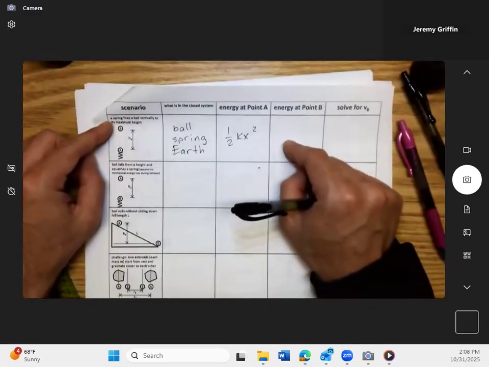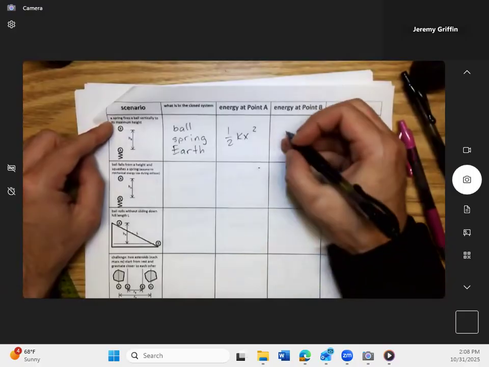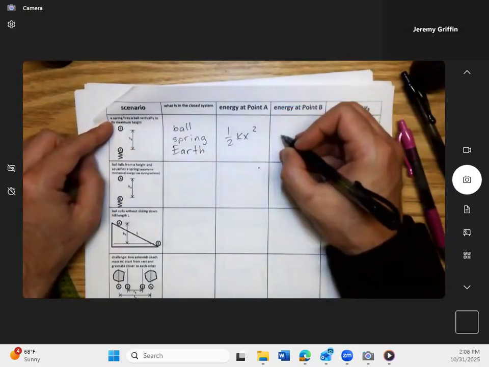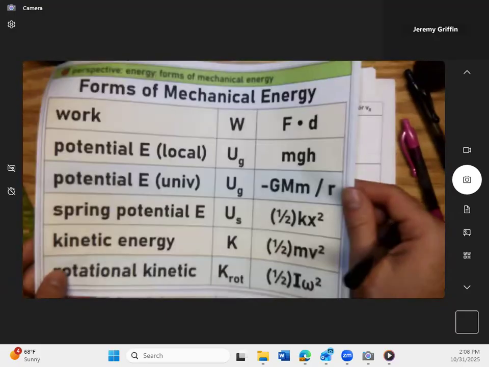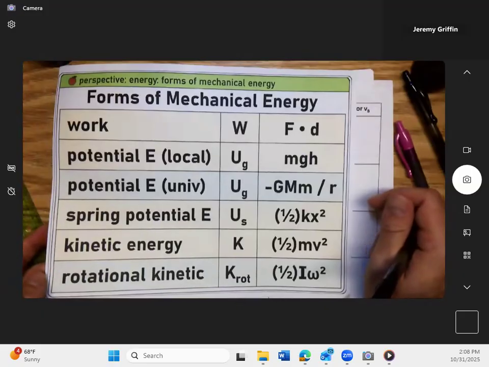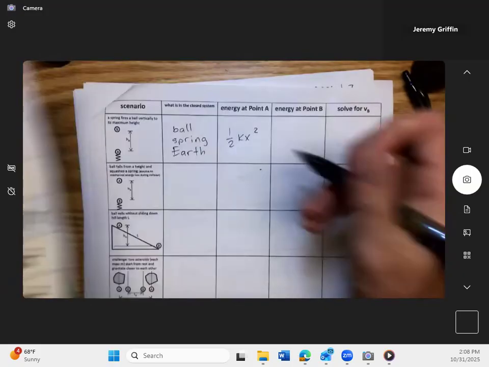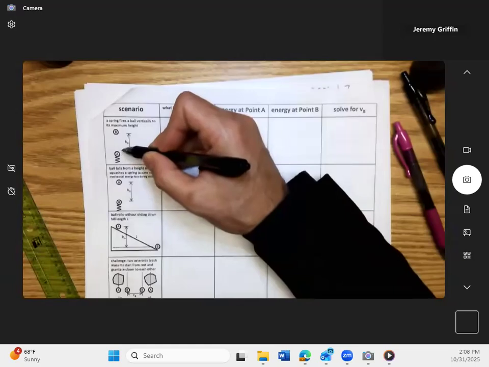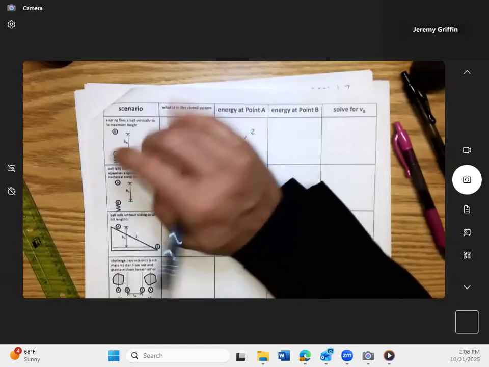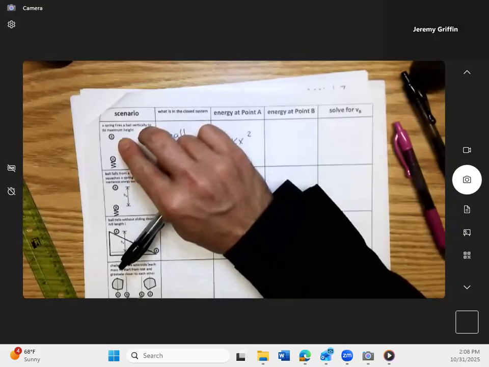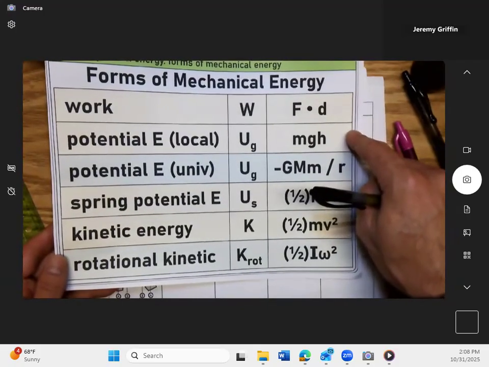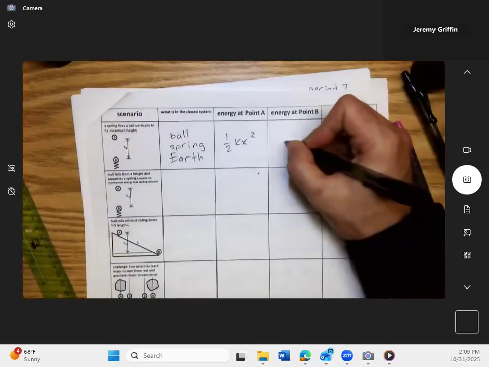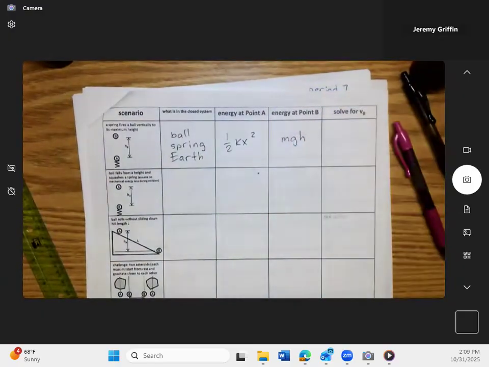Guys, at the highest point, where did all the energy go? Here are your options. Between A and B, does it have some motion, some kinetic energy? Yeah, but at point B, the highest point, is it moving? No. So kinetic is 0. It's all in mgh. Yeah, it's all gravitational potential. That's where all the energy went.